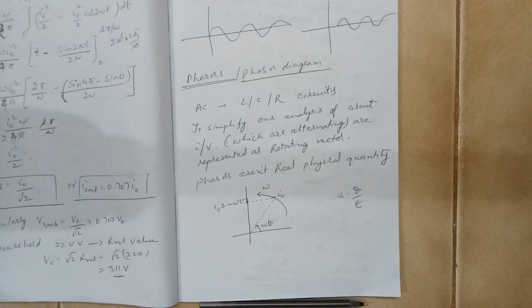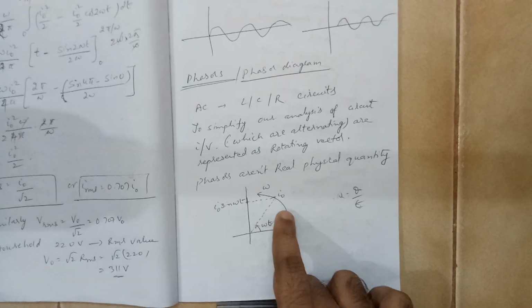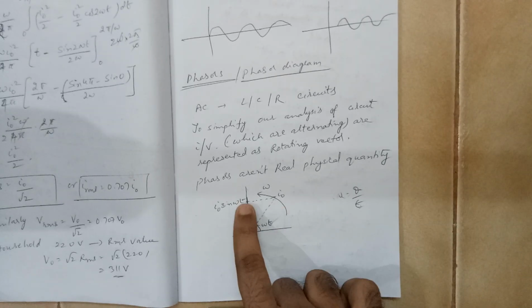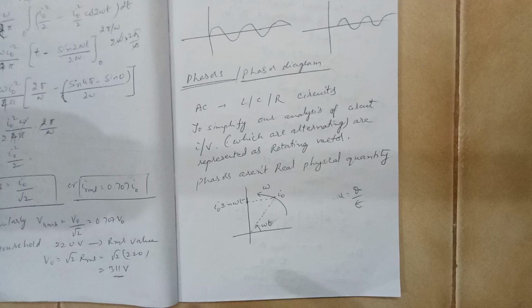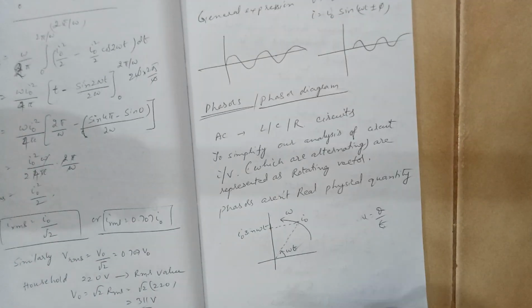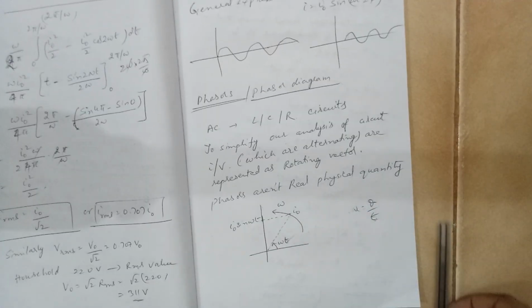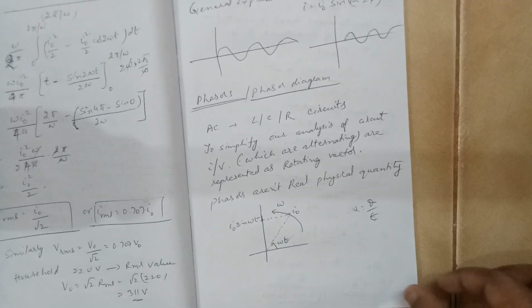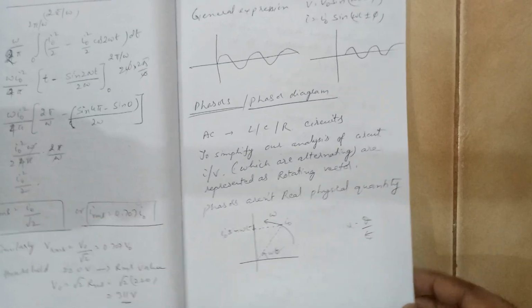Suppose this particular alternating current is a sinusoidal curve. So here, by constructing a phasor diagram, I am able to get this vertical vector and thereby the current value at that particular instant of time. So this is how the phasors are used. But again, I am saying that phasors are not real physical quantities. They are only a helping tool to analyze and understand the circuits in a better way.